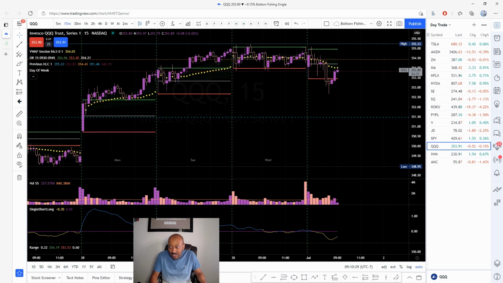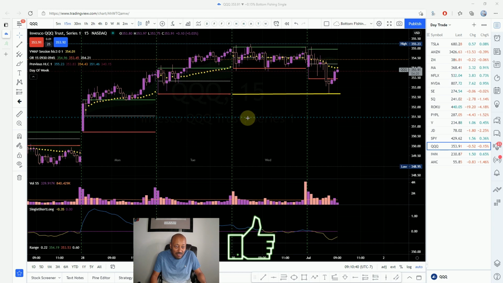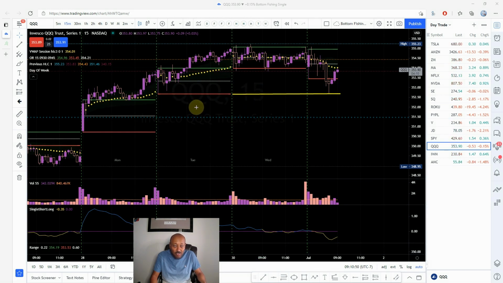And by the way, where did price go and stall? The 15-minute range low of Tuesday. These levels are really strong levels. I don't know why that is, but all I know is through experience I've seen them hold. There are days they don't hold, but they've been really strong levels. And so price has reversed, but there's no trade for me in the Qs today.